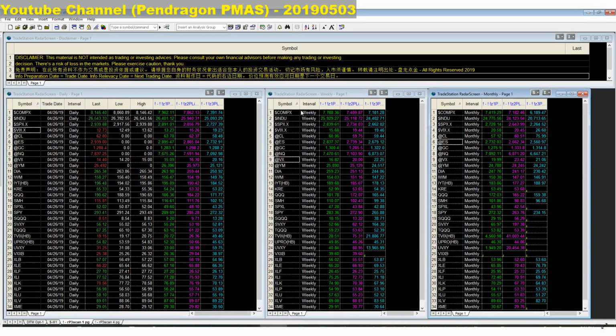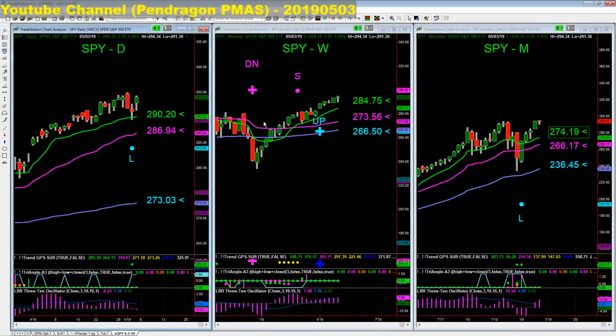Right now, let's go back to the 3-2-1 system first. Also, you see every time I do my stock analysis, there are always 3 charts on the screen. On the left, D stands for daily chart, W stands for weekly chart, and M stands for monthly chart. The daily chart is always on the left, the weekly chart in the middle, and the monthly chart on the right.